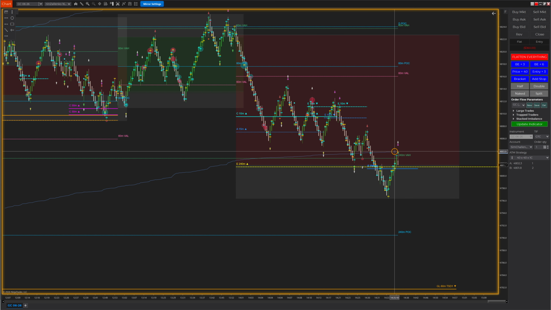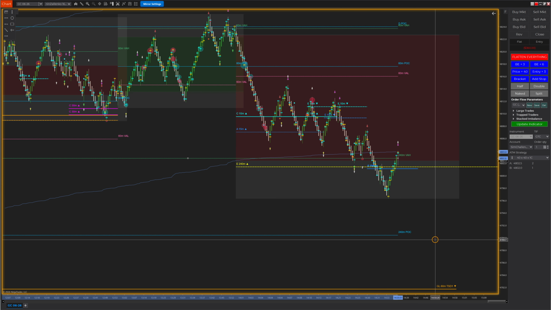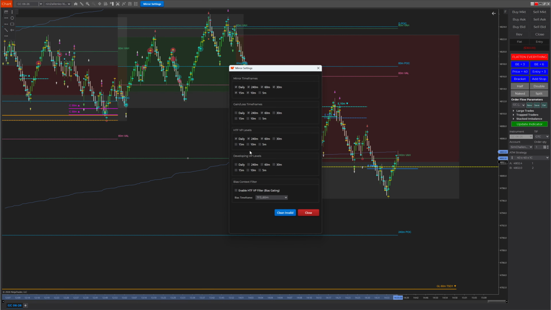I've got the VWAP and 4-hour value area high there. You can also come in here and turn on developing so we can see.